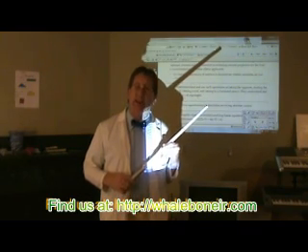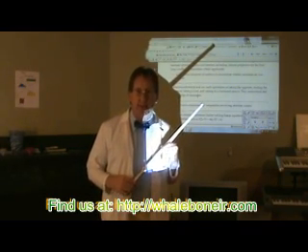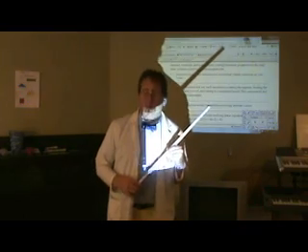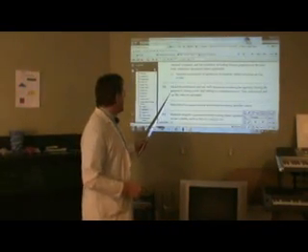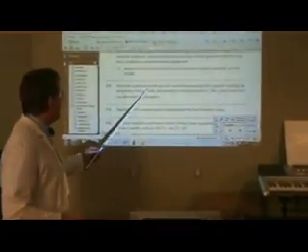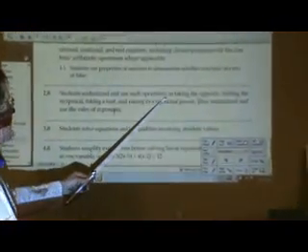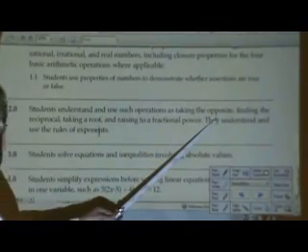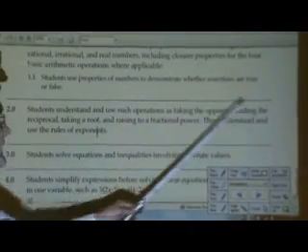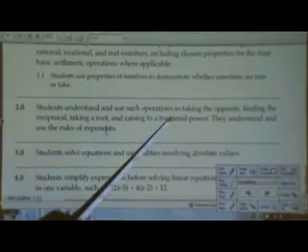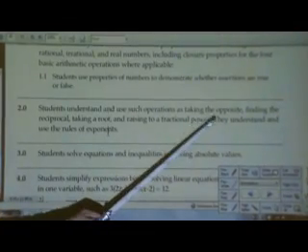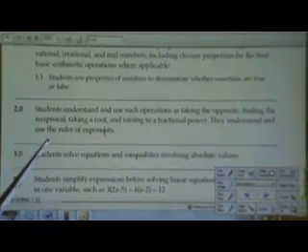Today, as I said, we're going to cover Algebra 1, Standard number 2. Let me tell you what the standard is. Students understand and use such operations as taking the opposite, finding the reciprocal, taking a root, and raising to a fractional power. They understand and use the rules of exponents.